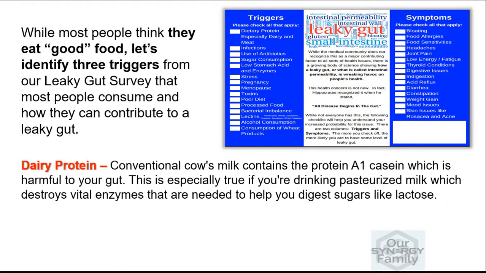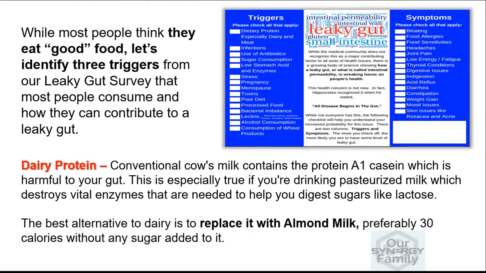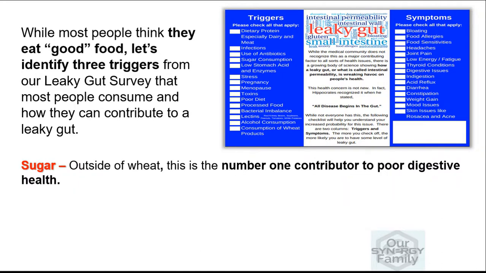Dairy protein. Conventional cow's milk contains the protein A1 casein, which is harmful to your gut. This is especially true if you're drinking pasteurized milk, which destroys vital enzymes that are needed to help you digest sugars like lactose. The best alternative to dairy is to replace it with almond milk, preferably 30 calories without any sugar added to it. Sugar.